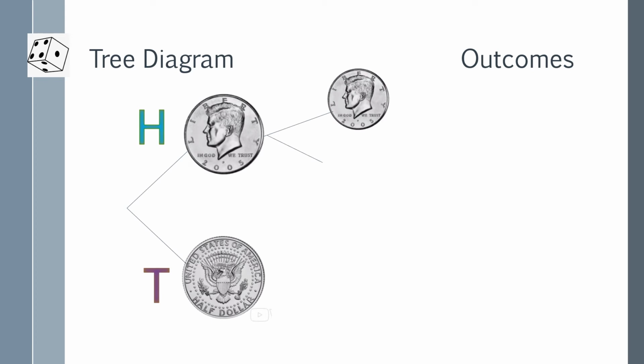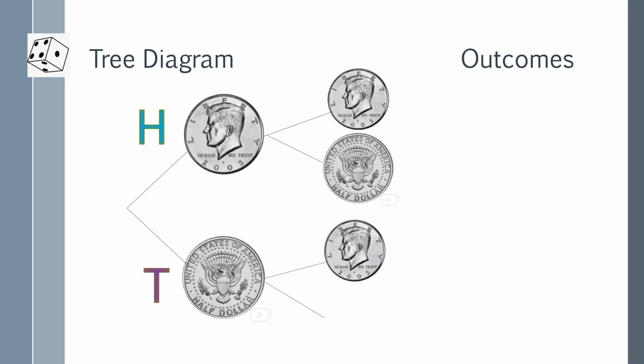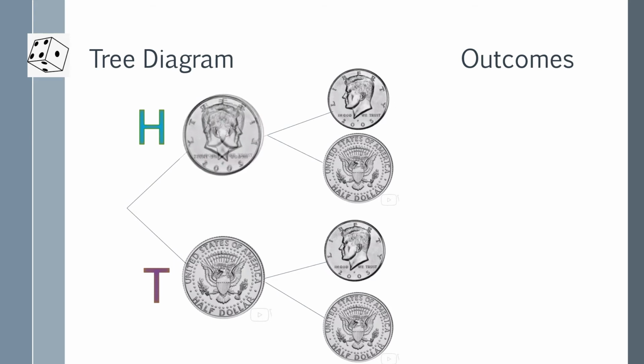We have the option of flipping a head or a tail. A head or a tail. So we have 4 outcomes altogether.